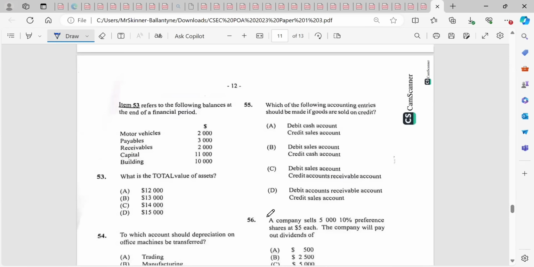Number 53. What is the total value of assets? You can call out all the assets to me. Motor vehicles, receivables, and building. So we're just going to add up those three. The answer is C.